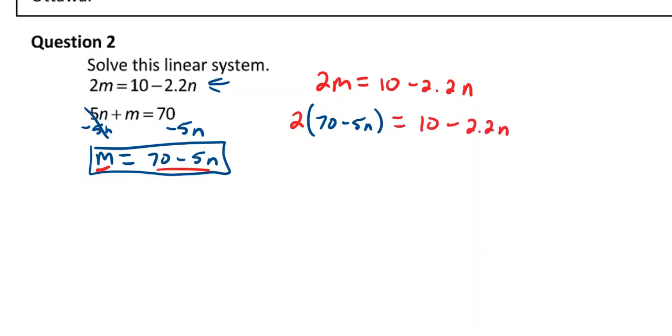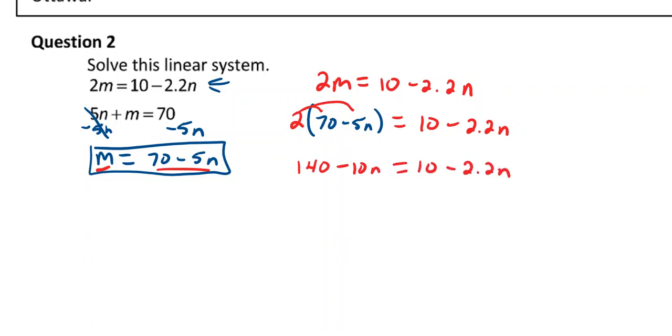All right. So now this one isn't really any harder. We just have decimals, right? So we might have to bring the calculator out this time. So we will multiply the 2 in. So that's going to be 140 minus 10n is equal to 10 minus 2.2n.